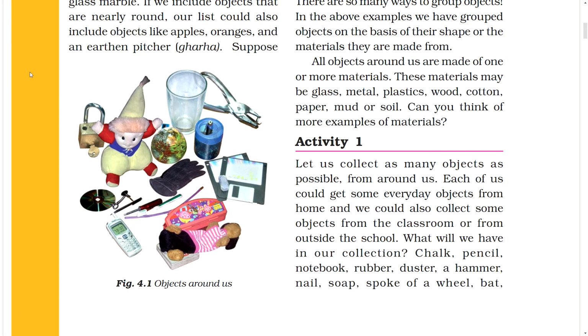All objects around us are made of one or more materials. These materials may be glass, metal, plastics, wood, cotton, paper, mud, or soil. Can we think of more examples of materials?